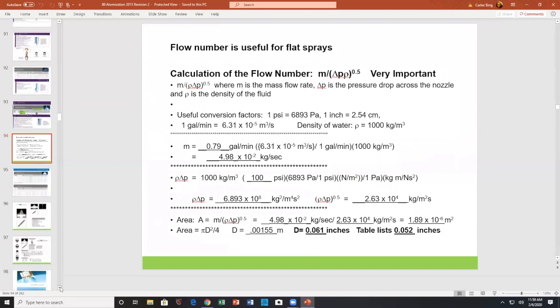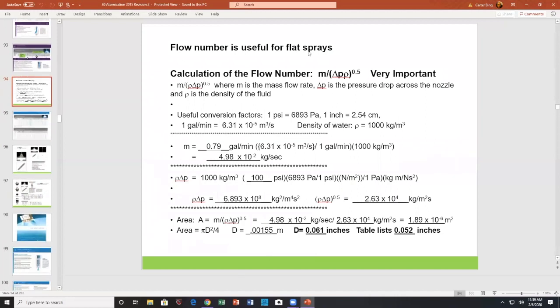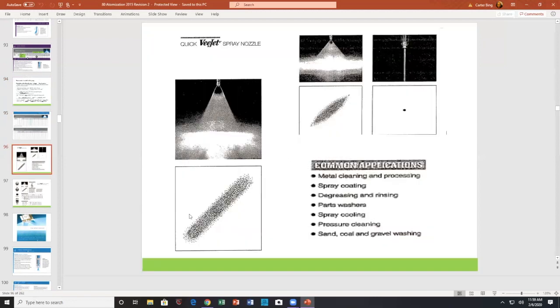So even though it's a flat spray, you find out that the flow number, again, is a measure of the area. The Bernoulli equation doesn't really care what sort of area you actually have. I mean, it's pressure drop, velocity, and height involved, right? So you should wind up with areas that are close to each other, and they are. So you can have a flat spray in different applications, right?